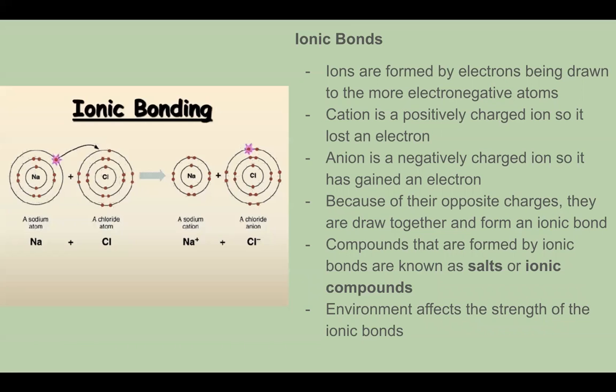Because of their opposite charges, they are drawn together, and this causes them to form the ionic bond. Now, there are also compounds that are formed by ionic bonds, and they are known as salts, or, if it wasn't obvious, ionic compounds. The environment does affect the strength of the ionic bonds. And so here you can just see some ionic bonding between a sodium and a chloride atom. The sodium loses, the chloride gains, and that makes them bond together.